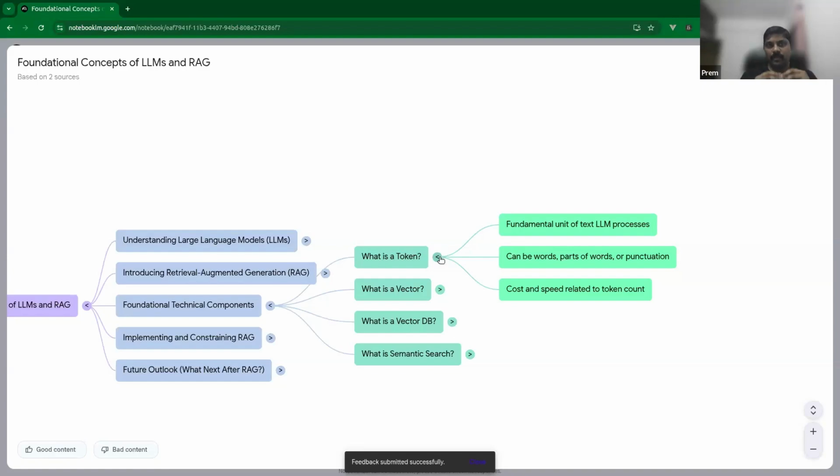You need to find the meaning of it. So where is the meaning of it? You cannot go to the dictionary and find. That is not the case. So in the LLM world, we have something called vectors, embeddings.